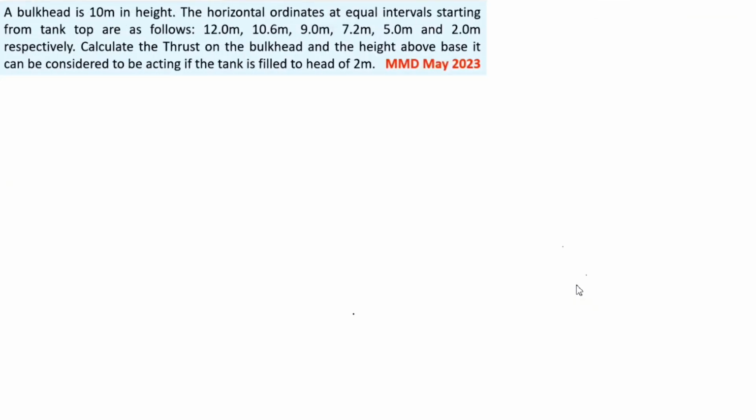This is the last question which came in MMD 23, May 23, guys. A bulkhead is 10 meter high, horizontal ordinates at equal intervals starting from top are given. Calculate the thrust on the bulkhead and the height above the base where it can be considered to be acting. So that means Kp is required. He's not used the word center of pressure. And I told you what is center of pressure. It is the point through which entire thrust can be assumed to be acting. So he's basically asking Kp if the tank is filled to a height of 2 meters.